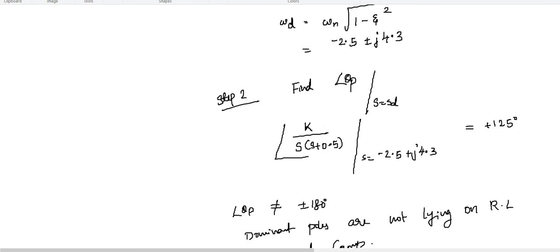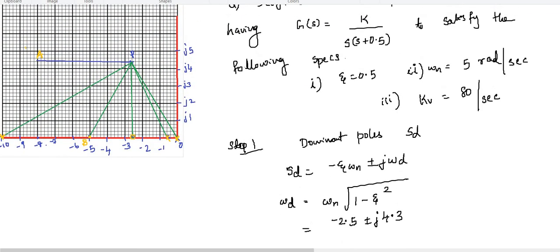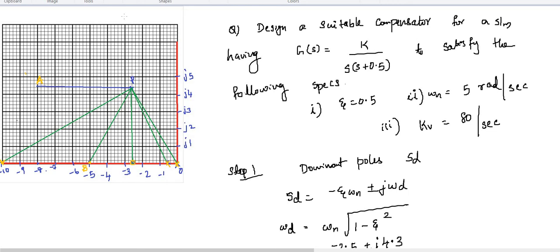The next step is to plot all this on a graph sheet. In the graph paper, mark all the open loop poles and open loop zeros of the given transfer function. Also we have to mark the dominant poles. You can see that s equal to 0 and s equal to minus 0.5 are the two poles of the given system, and the dominant pole is represented as P at minus 2.5 plus j 4.3.